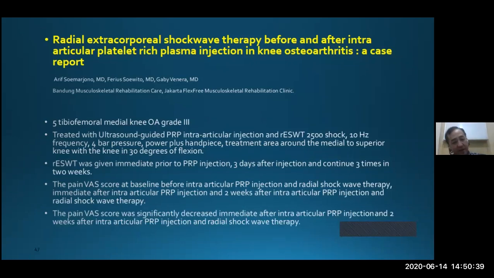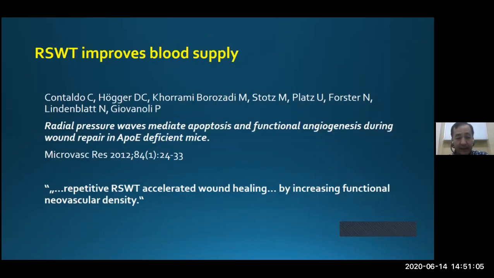The pain was scored at baseline before intra-articular PRP and radial shockwave therapy, immediately after intra-articular PRP, and 2 weeks after intra-articular PRP injection. The pain VAS score was significantly decreased immediately after intra-articular PRP and 2 weeks after intra-articular PRP injection and radial shockwave therapy. And shockwave also could improve blood supply, increasing vascularization. So shockwave could accelerate bone healing.